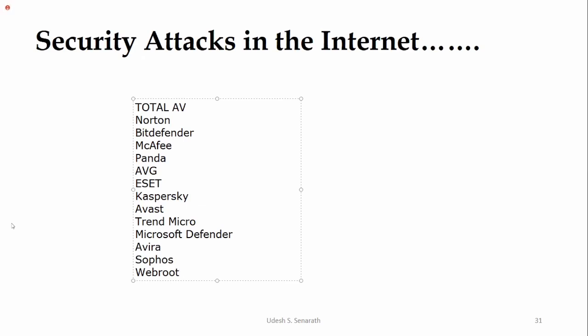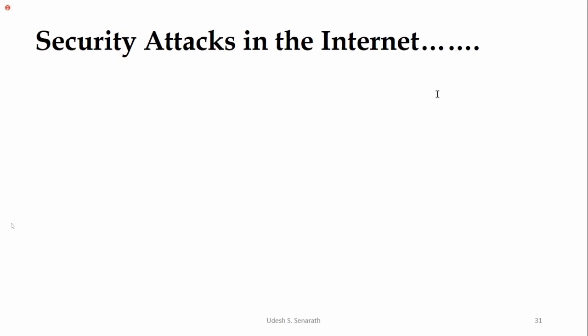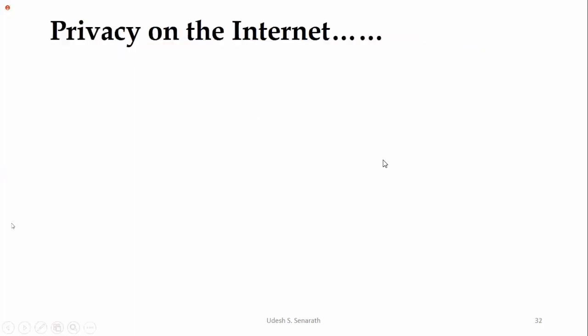So we use virus guards or antivirus softwares to protect our computers against unwanted threats or unwanted attacks, security attacks from the internet, right? So we have to have a software, otherwise our data and everything will be damaged and harmed, right? Okay, the final thing we are going to talk about, not today but throughout your course, is privacy on the internet.